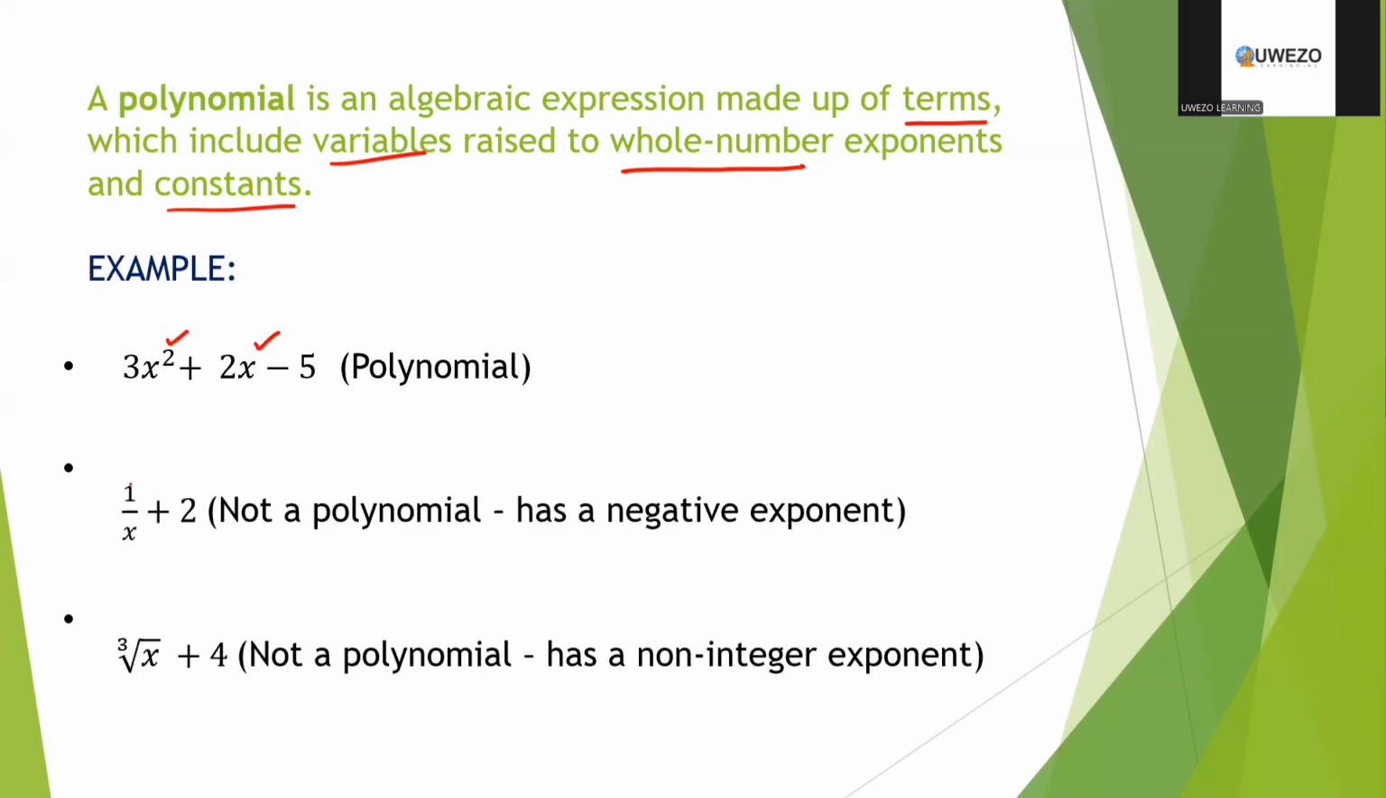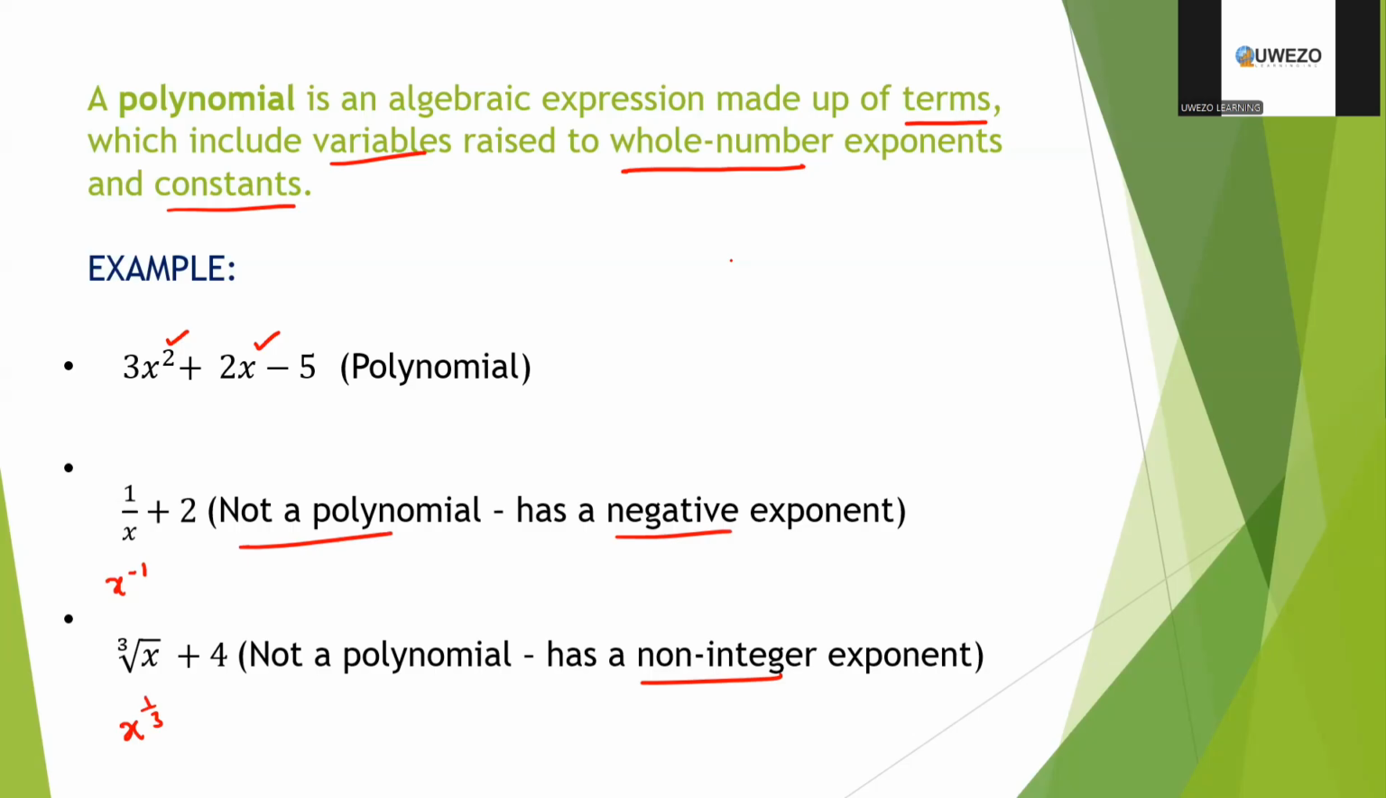If you consider 1 over x plus 2, that is not a polynomial because 1 over x is x to the power minus 1, so it is a negative exponent. Similarly, if you consider cube root of x plus 4, here cube root of x is x to the power 1/3, which is not a whole number, hence again not a polynomial.